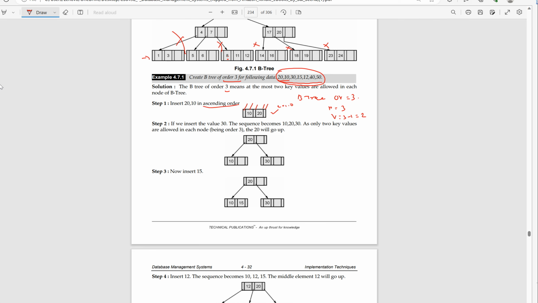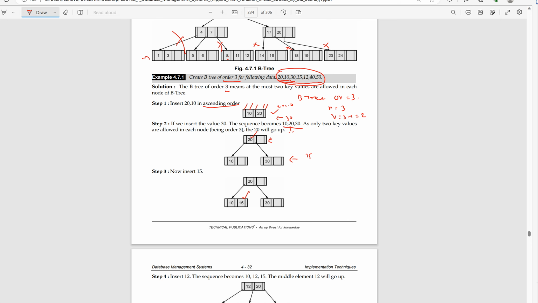Then the third element, 30, we are trying to insert here. Already 2 elements are there, so it is not possible. So we are taking 10, 20, 30 and finding the middle element, and it will occupy the topmost position, the lesser value will come to the left side, and the greater value will come to the right hand side. And then after 30 we are trying to insert 15. While comparing here, 15 is lesser than 20, so it comes here.